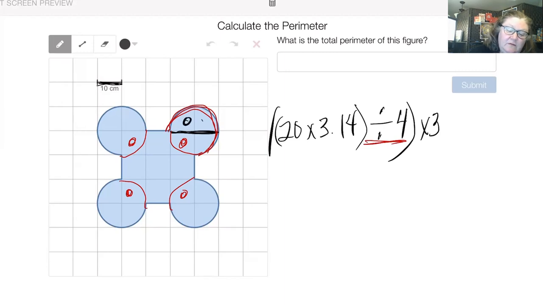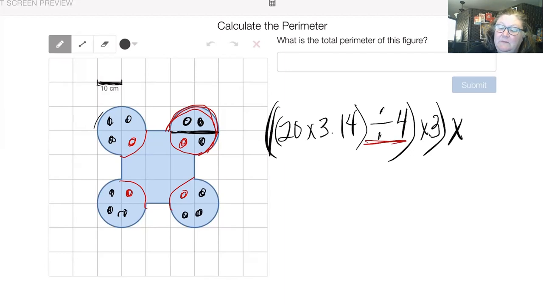Because in each circle, there were 3 pieces left. And how many of those circles had those 3 pieces left that were part of the perimeter or the circumference? Sorry, I don't know why that switched back. Well, he then multiplied by 4. Because there's 3 parts of each circle that we're calculating as part of the perimeter, and there's 4 of them.